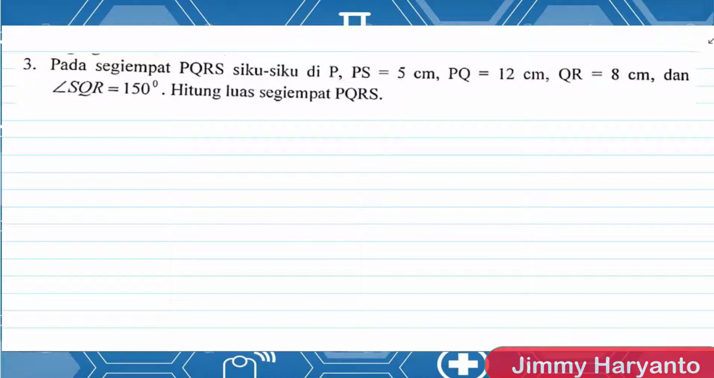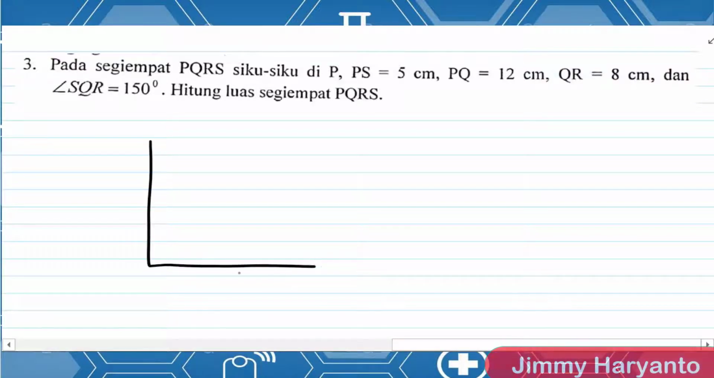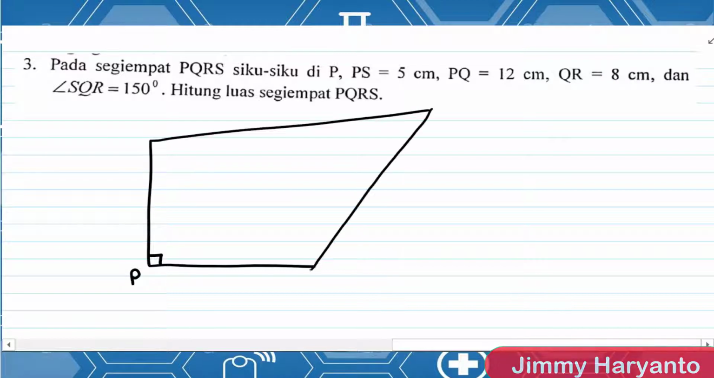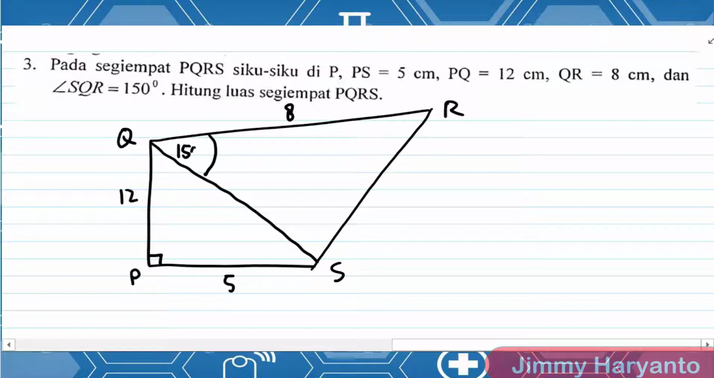For number 3, there is a quadrilateral PQRS. P is a right angle, so I will draw it like this. This is P, the right angle, and then I have P, Q, R, and then S. PQ is 12, PS is 5, QR equals 8 centimeters, and angle SQR is 150 degrees.